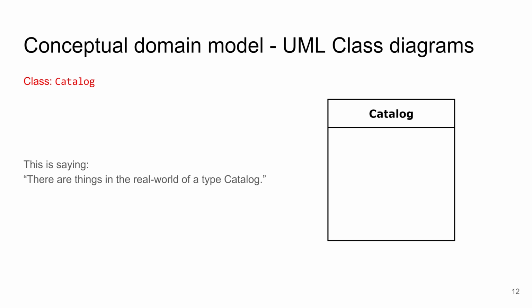And we'll start with our first class named catalog. So a class in UML class diagrams is represented as a rectangle with a name. So here we have a class called catalog. A class in conceptual modeling basically says there are things in the real world which are of this type. So using this class, I'm saying in the real world there are some catalogs, and this is how I will represent them. This is their type. So all the catalogs in the real world I am talking about are of this one type called catalog.